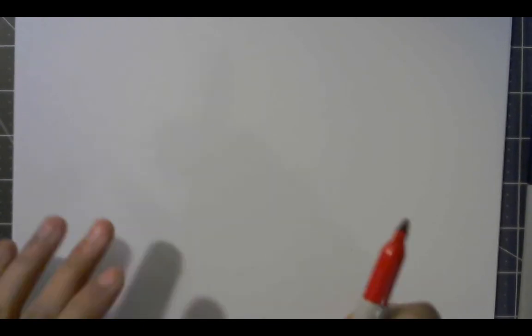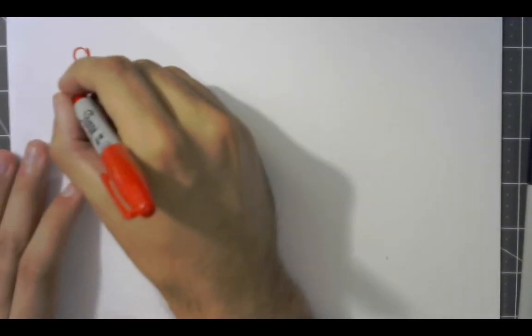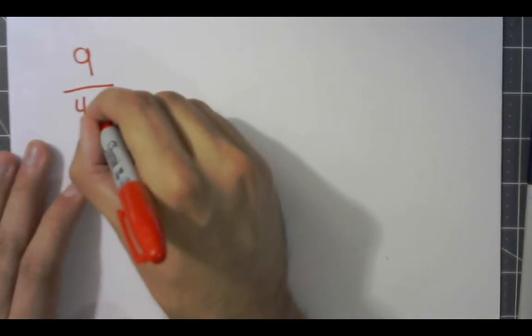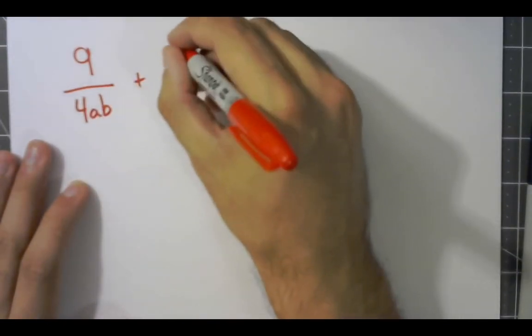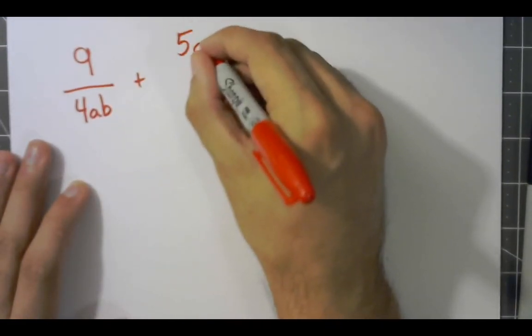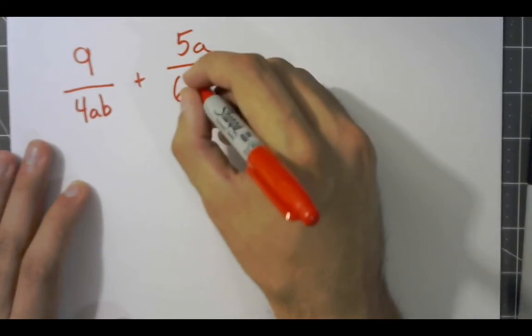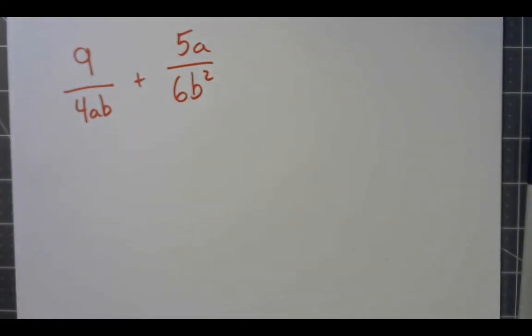How about this one? Actually, this paper will last a long time. All right, here we go. How about this one? 9 over 4ab plus 5a over 6b squared. Great.